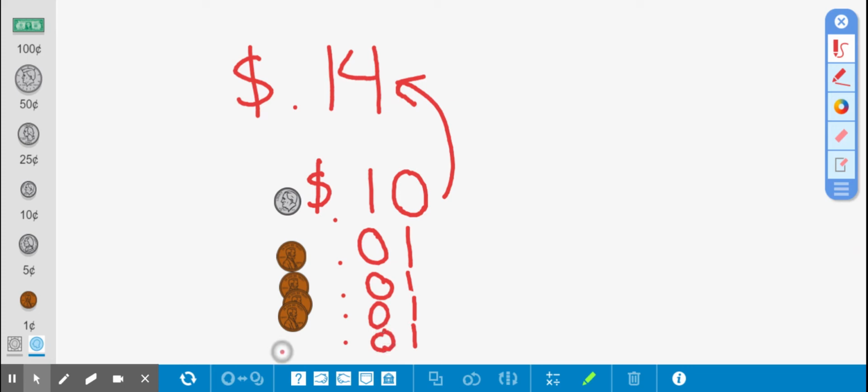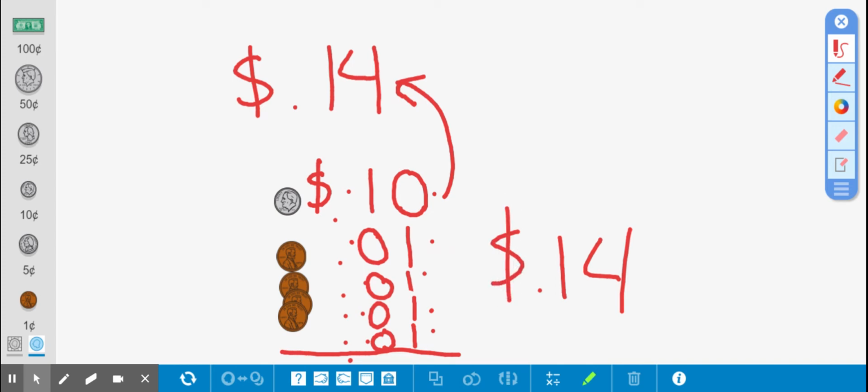If we added all these together, this would be 0 plus 1 plus 1 is 2, 3, 4. So I'll write that over here. 4 is in the hundredths place. Okay, and then I add 1 plus 0, which gives me 1, and I bring that decimal point straight down, and it gives me 14 cents. So using the least number of coins, it would be a dime and 4 pennies.